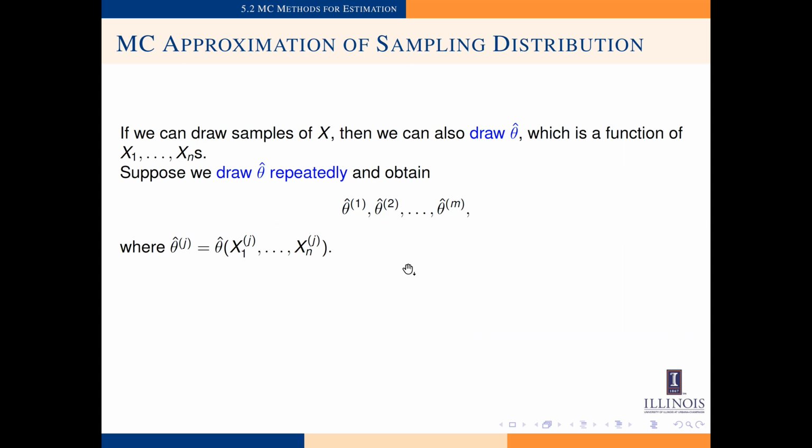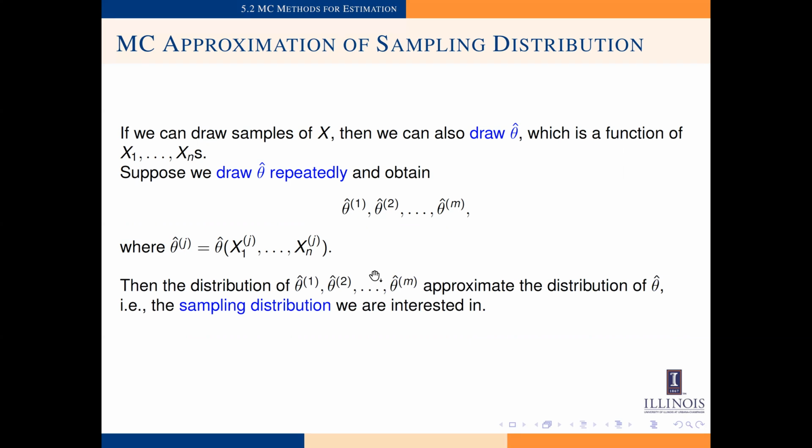We know how to draw this because we know how to apply the transformation method. We know that by definition theta hat is equal to the function applied to our random samples. So by the transformation method, we can first draw our random samples, and then by applying the function to them, we'll be able to get the random draws of theta hats. Then the distribution of theta hat 1, theta hat 2, all the way up to theta hat m, if m is large, will approximate the distribution of theta hat. In other words, the sampling distribution that we are interested in.